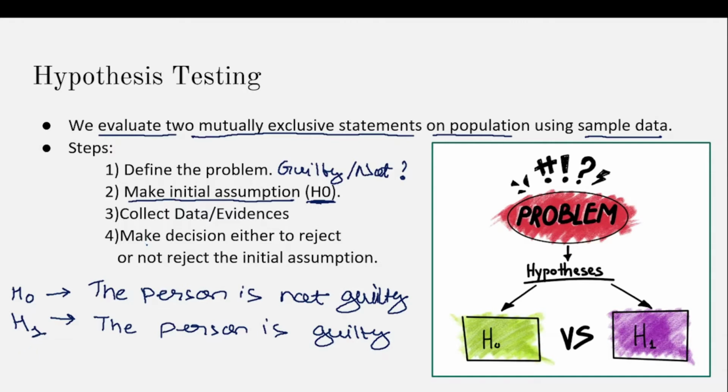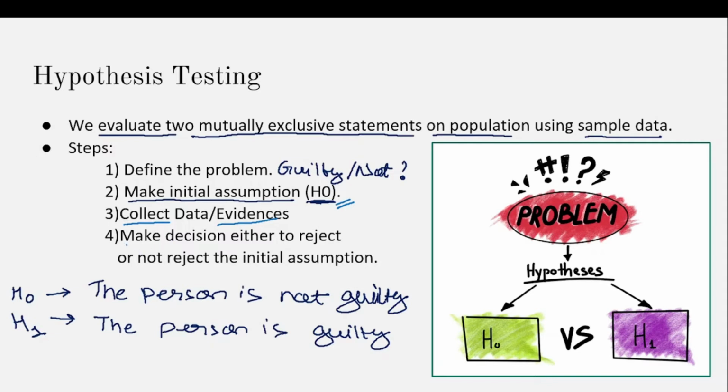Now, as we all know, in a real scenario, when a convict is brought to the court, the court asks for evidence to prove the person guilty. The same thing we will do here. We have our initial assumption. The next thing we will do is collect enough data or evidence to prove my initial assumption wrong. In this case, I will be collecting data and evidence to prove the person guilty. If I get enough evidence to prove my initial assumption, the null hypothesis, wrong, I will reject my null hypothesis and accept the alternate hypothesis.